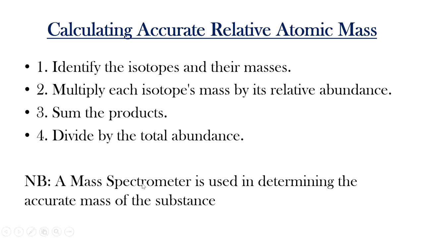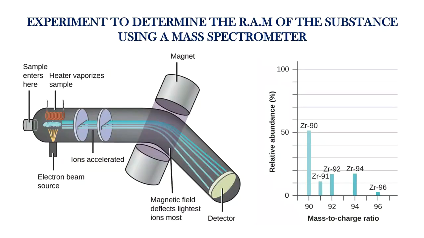A mass spectrometer is used in determining the accurate mass of a substance. So one of the instruments normally used in calculating the accurate relative atomic mass is the mass spectrometer. Let's have a look at a mass spectrometer. The mass spectrometer is this diagram we're seeing here, and we have an experiment to determine the relative atomic mass of a substance using it. There are different stages that we can keep in mind as we look at a mass spectrometer. We want to see how we come to get the accurate mass of a given substance, right from the sample until we get the accurate mass of that substance.